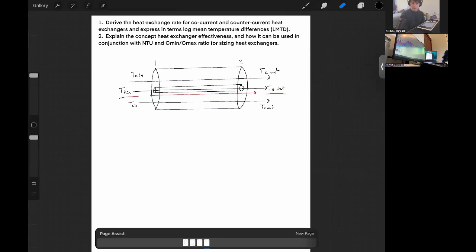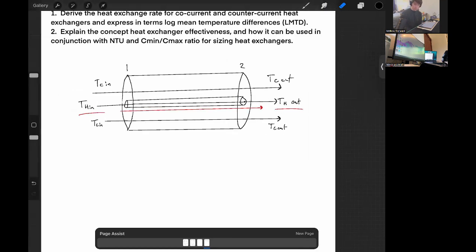All right, for this last part of the video, we're going to go ahead and explain the heat exchanger effectiveness and how this can be used in conjunction with NTU and C minimum and C maximum, aka our heat mass transfer minimum and maximum. I put some red arrows here to detail what we're really looking for.